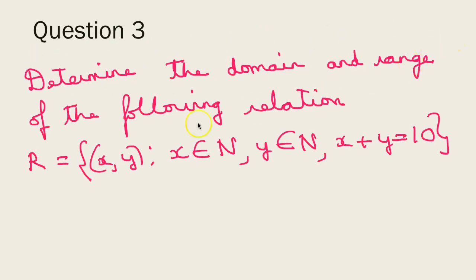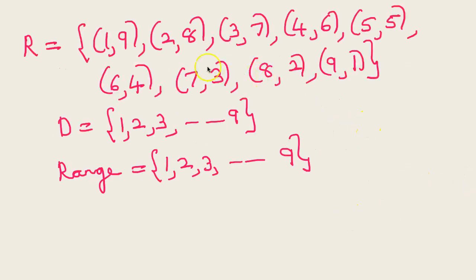Coming to question 3. Determine the domain and range of the following relation. R is the set of all elements (x, y) such that x belongs to the natural numbers, y belongs to the natural numbers, and x plus y equals 10. So how do we start? We take all the natural numbers such that the sum is 10. So how many elements do we have? We start with (1, 9), (2, 8), (3, 7), (4, 6), (5, 5), (6, 4). Can I do (7, 5)? No, because the sum is not 10. Then (7, 3), (8, 2), (9, 1).